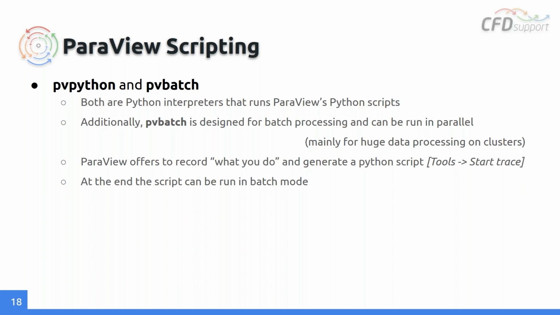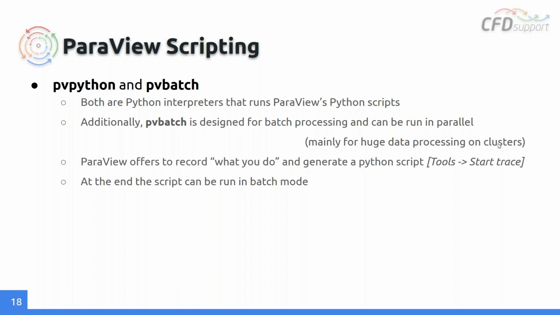It uses the Qt library, so any function from Qt can be called from these Python scripts. And additionally, PV-Batch is basically the same, but it is designed for batch processing and can be run in parallel.